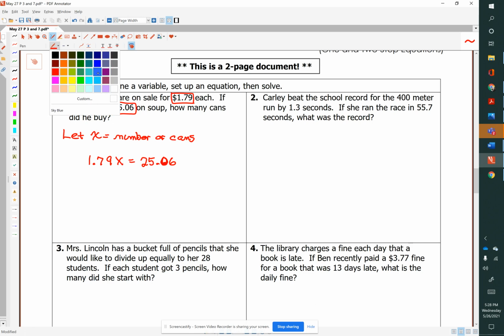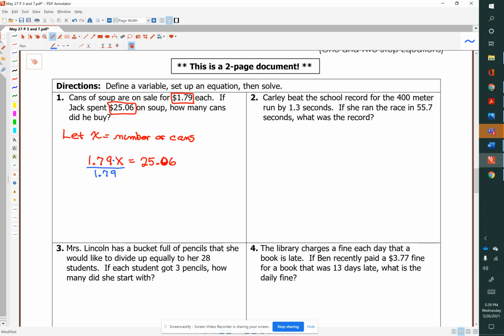So how do we solve this? Well, first we see that X is being multiplied by $1.79, and the inverse operation would be to divide by $1.79. Whatever you do to one side of an equation, you must do to the other side. So $1.79 divided by $1.79 equals 1. So that leaves us with 1x. And we can either use long division or a calculator to do this portion on the right. And when we divide $25.06 by $1.79, we will get 14.